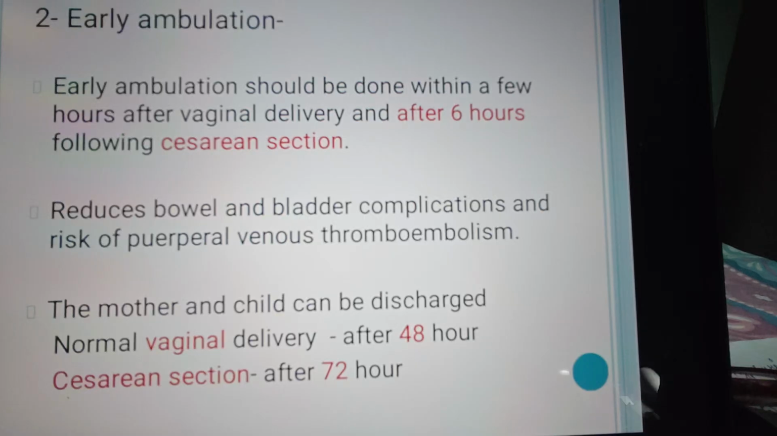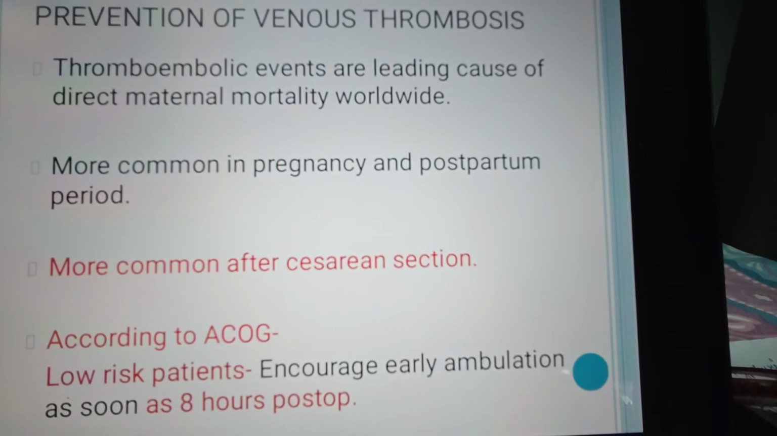And what does early ambulation do? It reduces the bowel and bladder complications and reduces the risk of postpartum venous thromboembolism. The mother and the child can be discharged. After normal vaginal delivery, we can discharge the mother after 48 hours, that is for 2 days, and after cesarean section, we can discharge her after 3 days or after 72 hours.